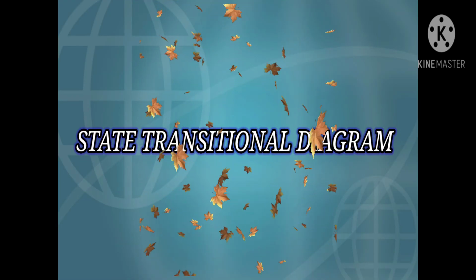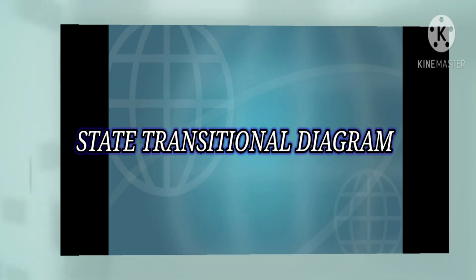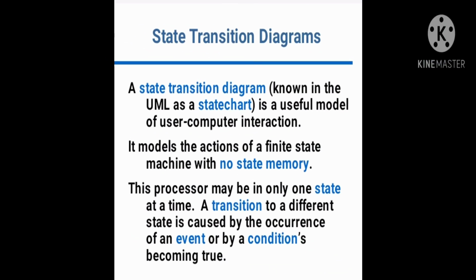State transition diagram. A state transition diagram, known in the UML as a state chart, is a useful model of user-computer interaction. It models the action of a finite state machine with no state memory. This processor may be in only one state at a time. A transition to a different state is caused by the occurrence of an event or by a condition becoming true.